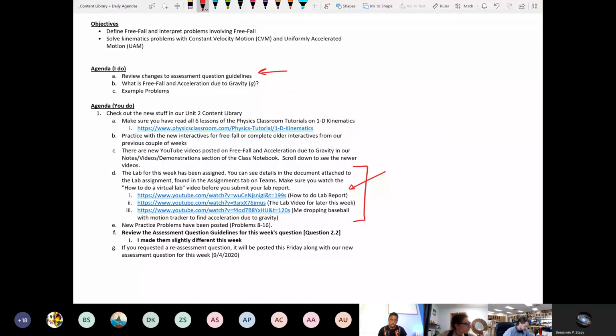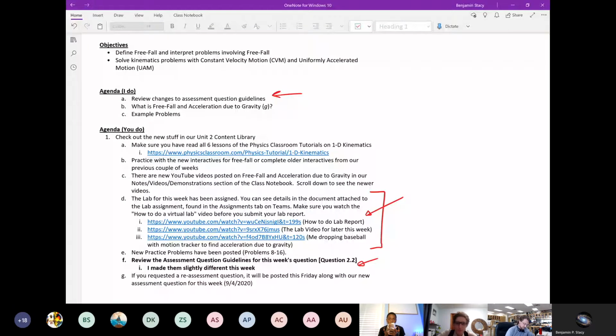That's the same thing. Okay, so we have slightly different assessment question guidelines, which I think are a little easier. We'll look at those first, then where the lab stuff is, then we'll talk about free fall and do some example problems. And make sure that if you want an assessment question reassessment, you submit that request today.